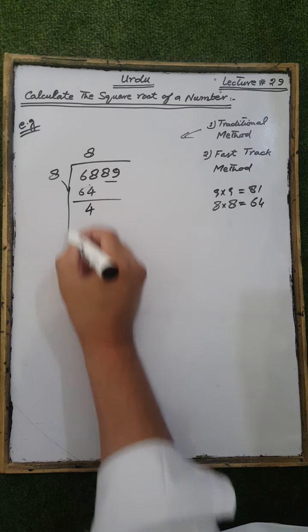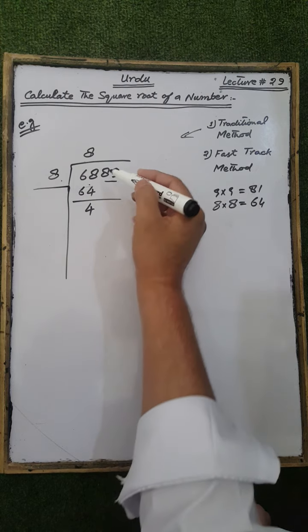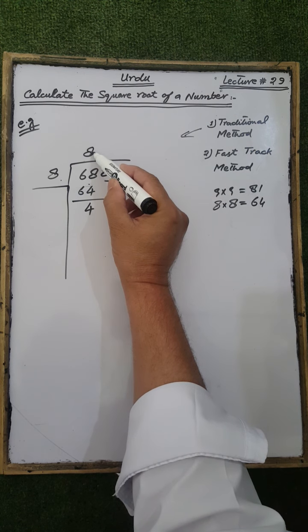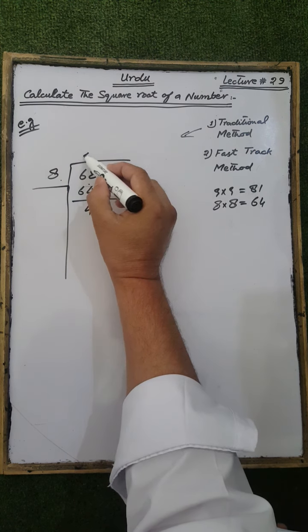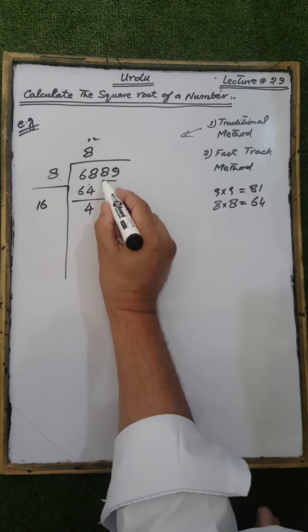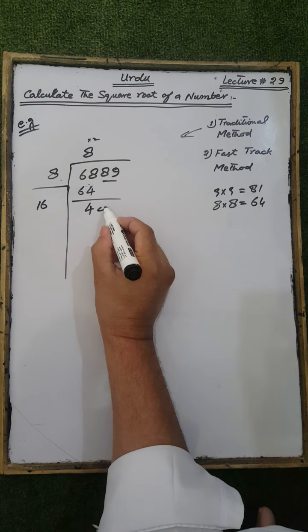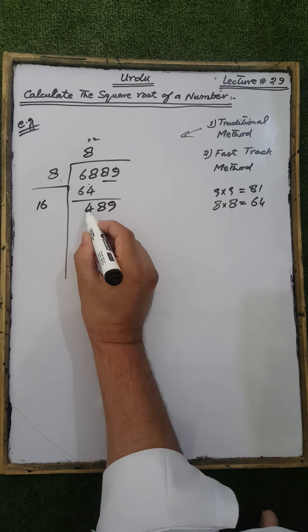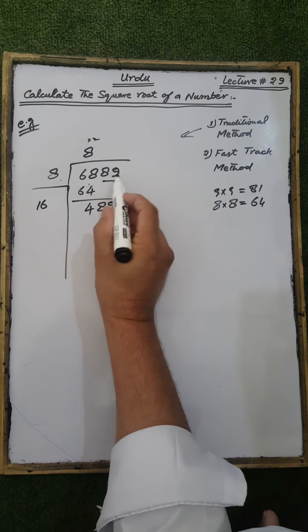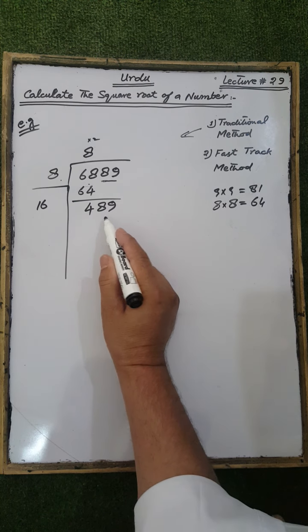And after the simplification, we double this number, this 8. We multiply 8 with 2, and the result is 16. And this number, we select and write it here, that is 4 is the remainder, and 89 is the next pair we select and write it here.